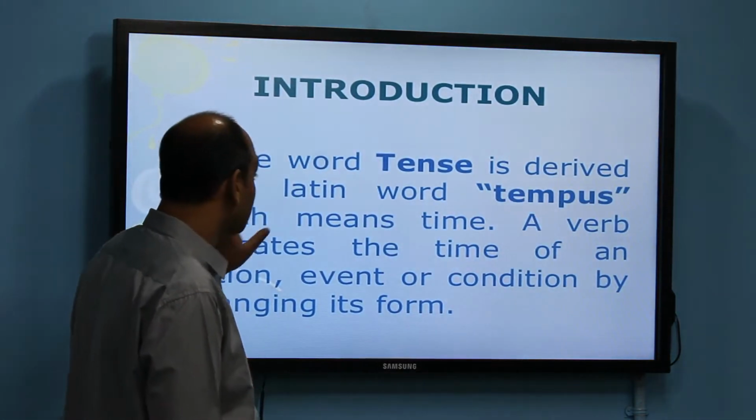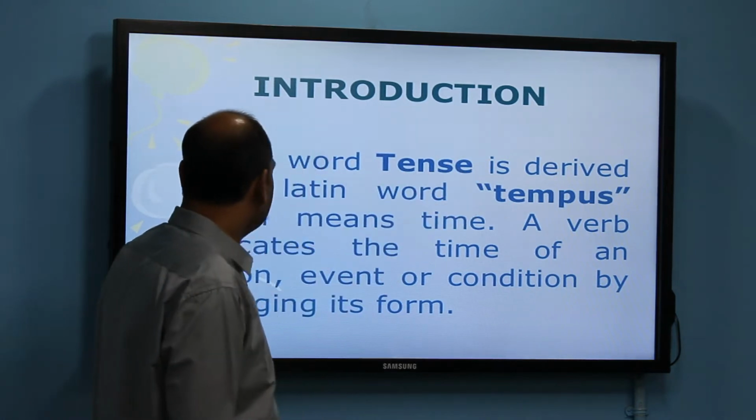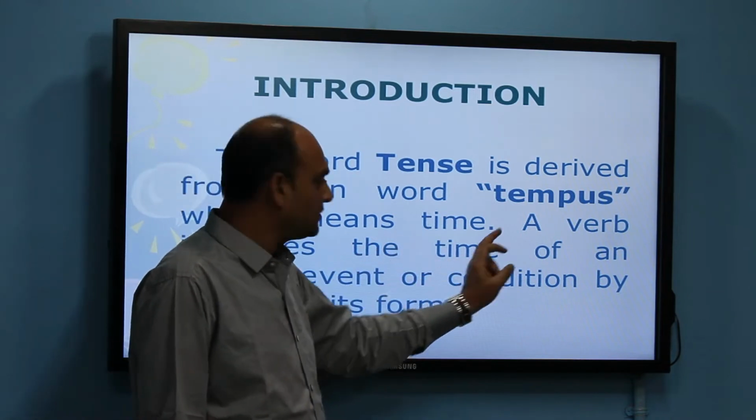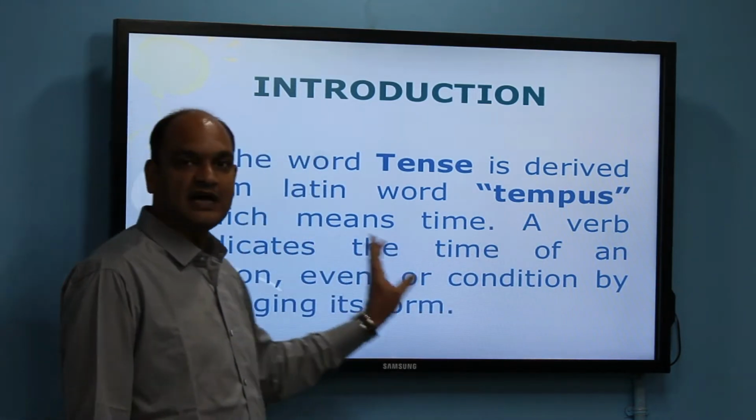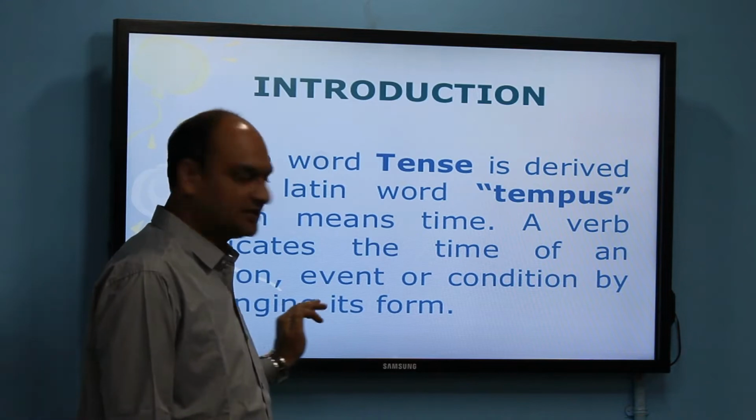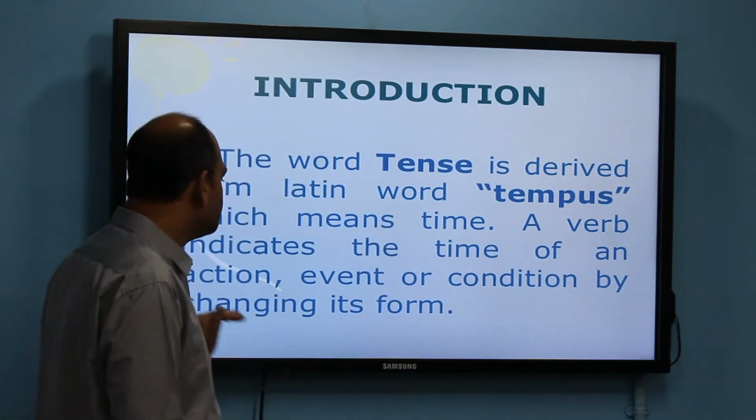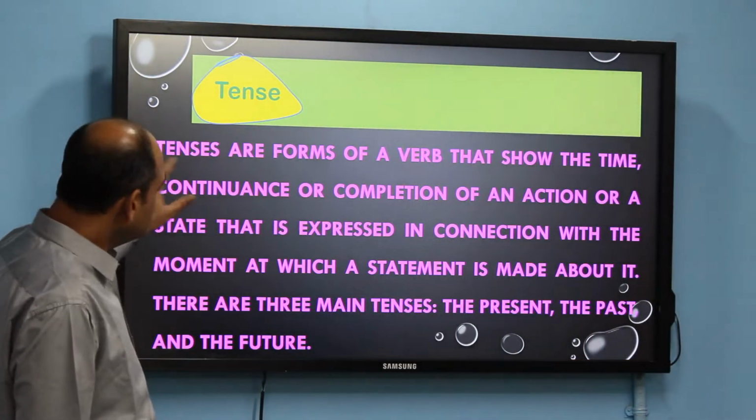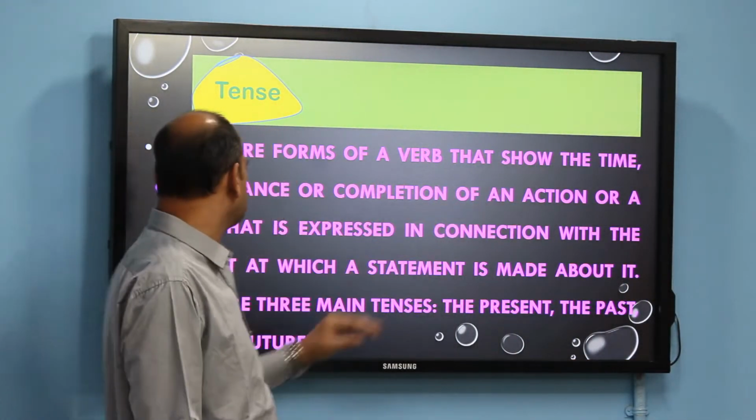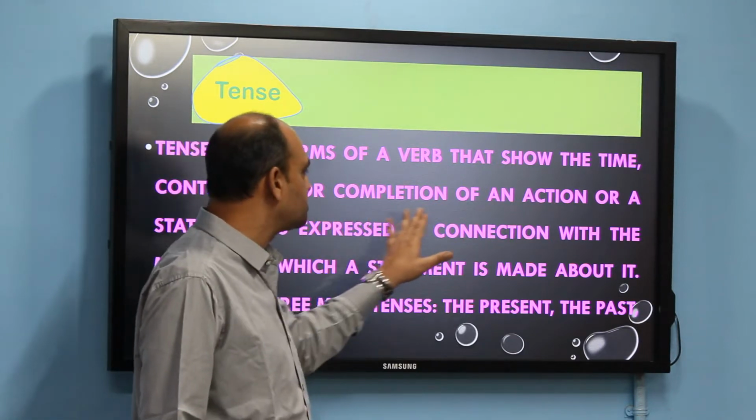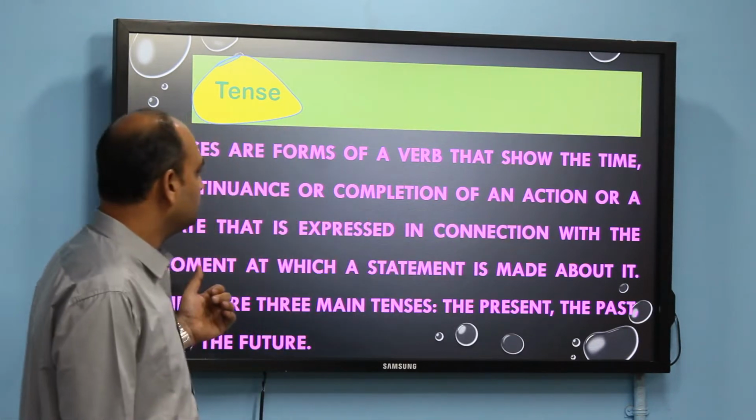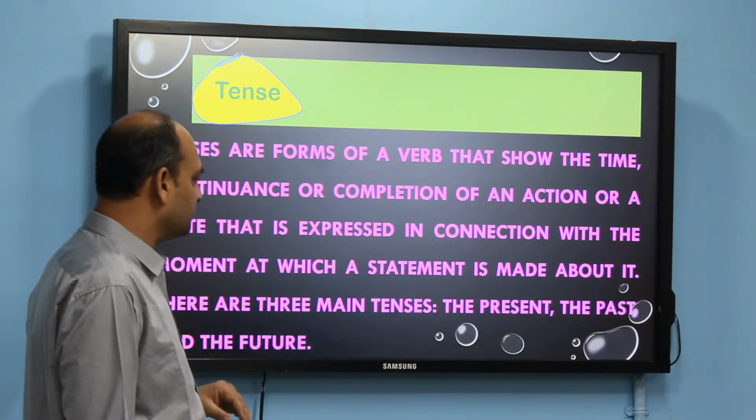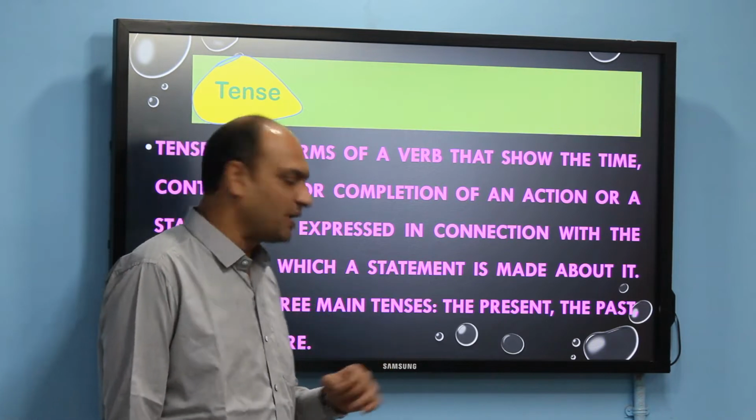So, the introduction: the word tense is derived from the Latin word tempus, which means time. The verb indicates the time of an action, event or condition by changing its form. So tenses are forms of a verb that show the time, continuance or completion of an action or a state that is expressed in connection with the moment in which a statement is made about it.